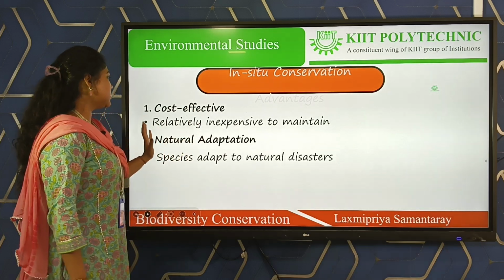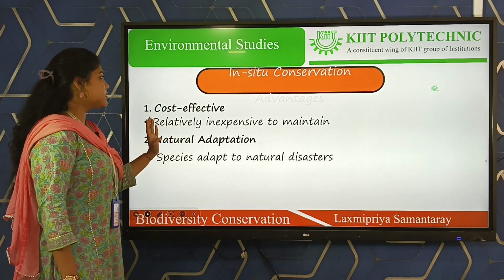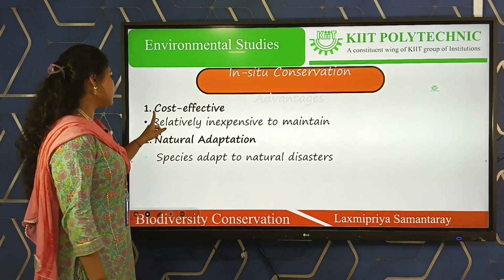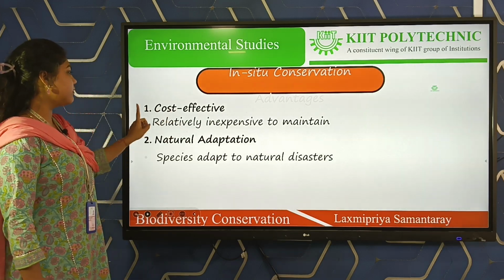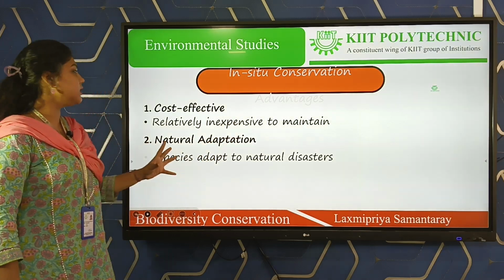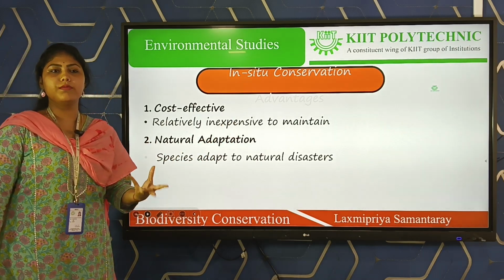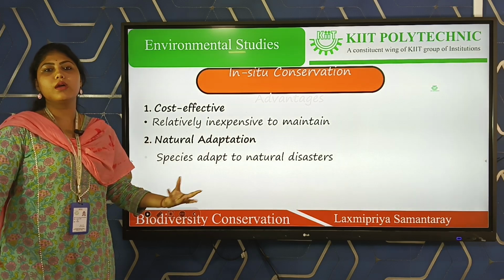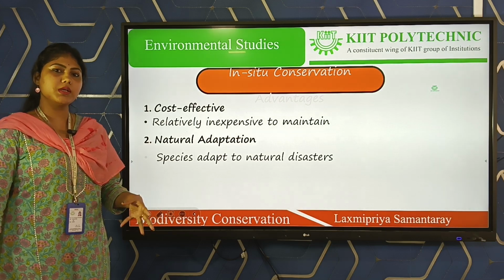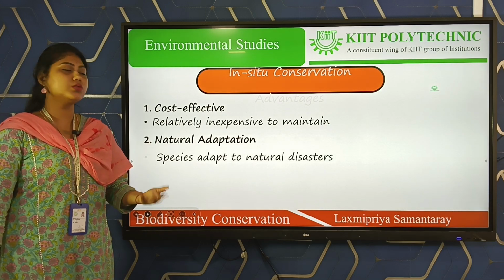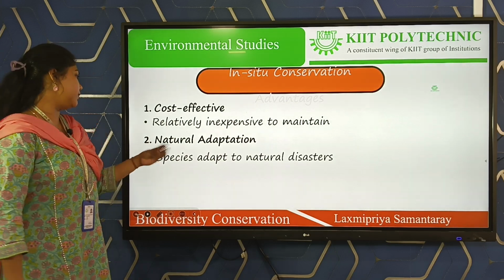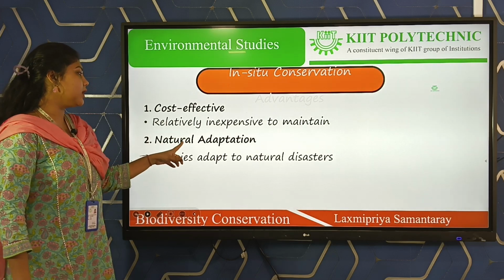Next, the advantages of in situ conservation. In situ conservation is cost effective. The advantage is that it is cost effective and relatively inexpensive to maintain. If you are taking a wide area, in that wide area we have to save our animals and species for future generations. For that maintenance, it is cost effective. Then the next one is natural adaptation.